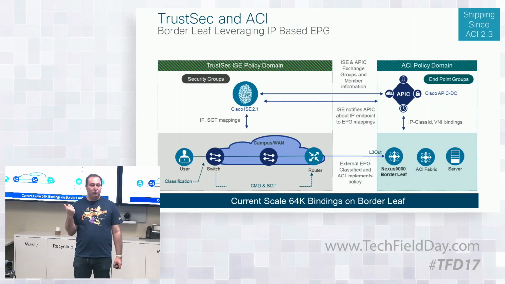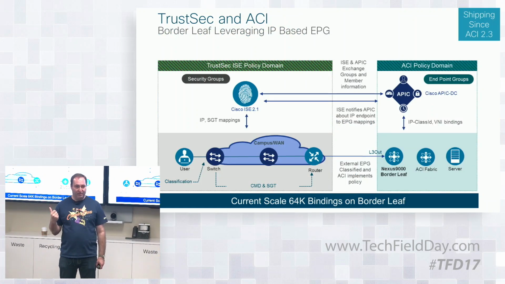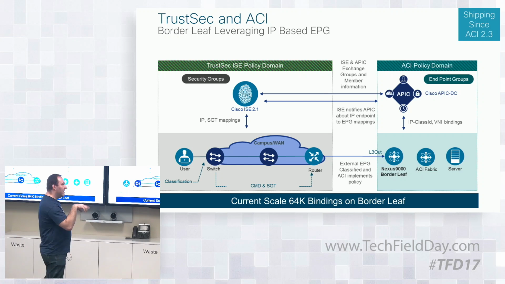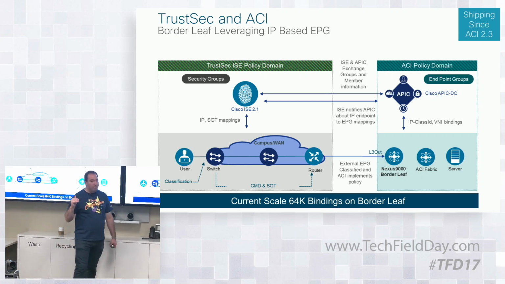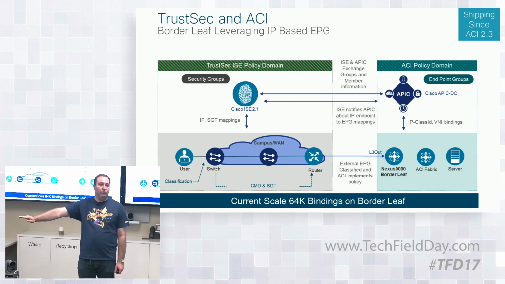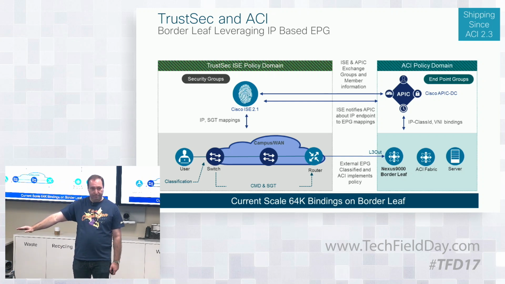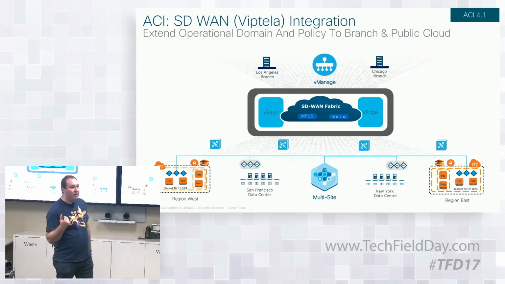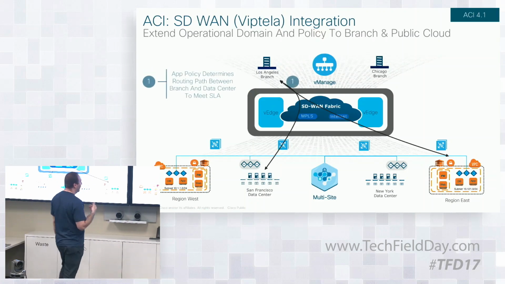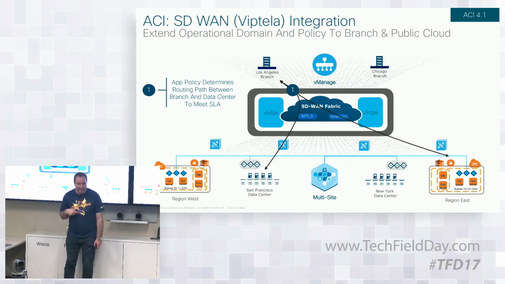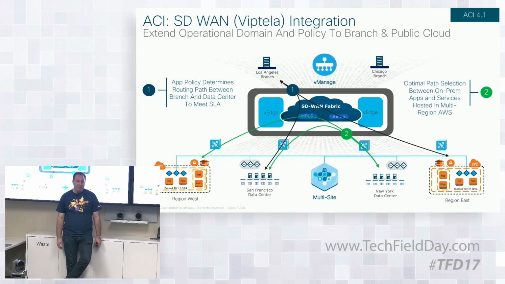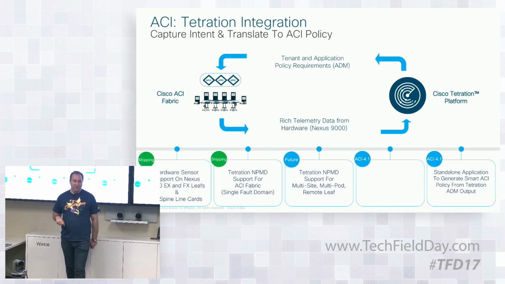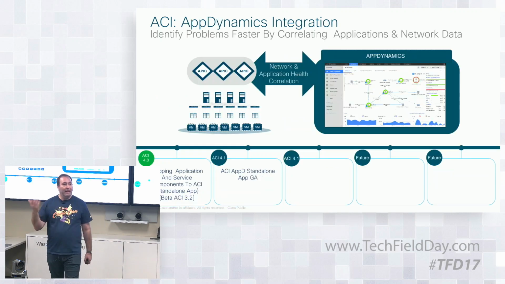So we have had TrustSec integration with ACI for a long time, right? So in other words, we can carry that security group membership from when you logged in and apply the policy to that into your data center. And it's been around for a little while. We have integration in 4.1, we're going to have integration with Viptela as well as part of this whole process. So you'll be able to also optimize your WAN traffic. We have Tetration integration that we've had for a long time, right? We've got AppDynamics integration with ACI.